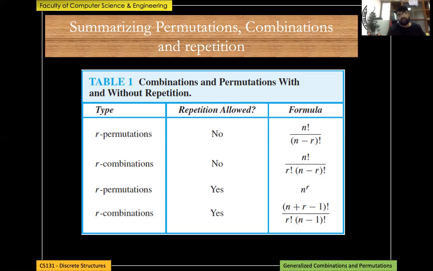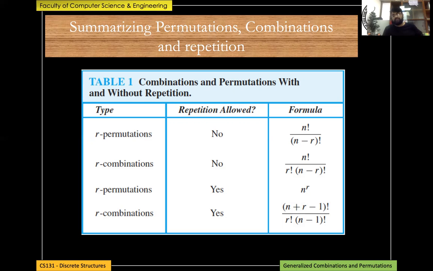If you can clear that point out, if you're sure that, okay, this is a combination. A combination is something where order does not matter. Permutation is something where order matters. That's the first thing. The second thing you need to look at is, is the repetition allowed?